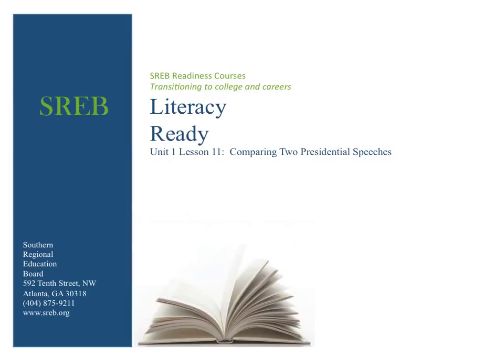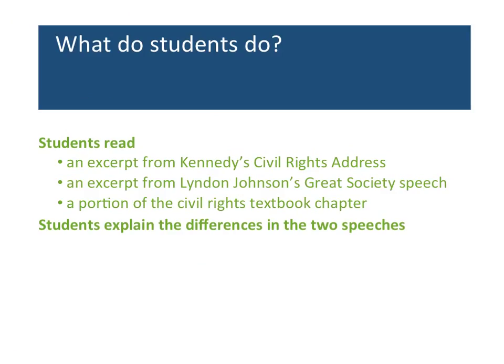This is History Unit 1, Lesson 11, comparing two presidential speeches. In this lesson, students are going to read an excerpt from Kennedy's Civil Rights Address, and then an excerpt from Lyndon Johnson's Great Society speech. They're also going to read a portion of the Civil Rights textbook chapter that covers the time between those two speeches.